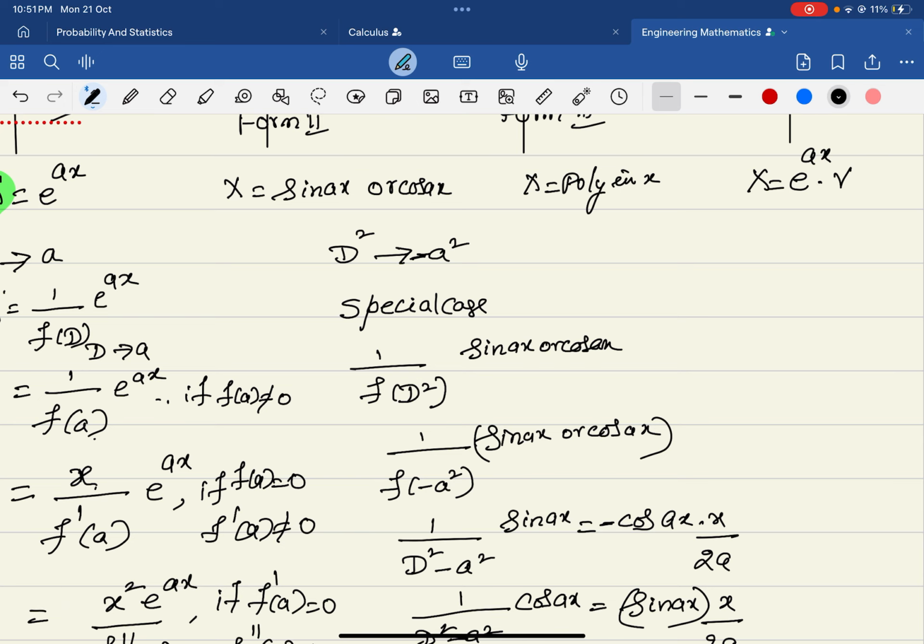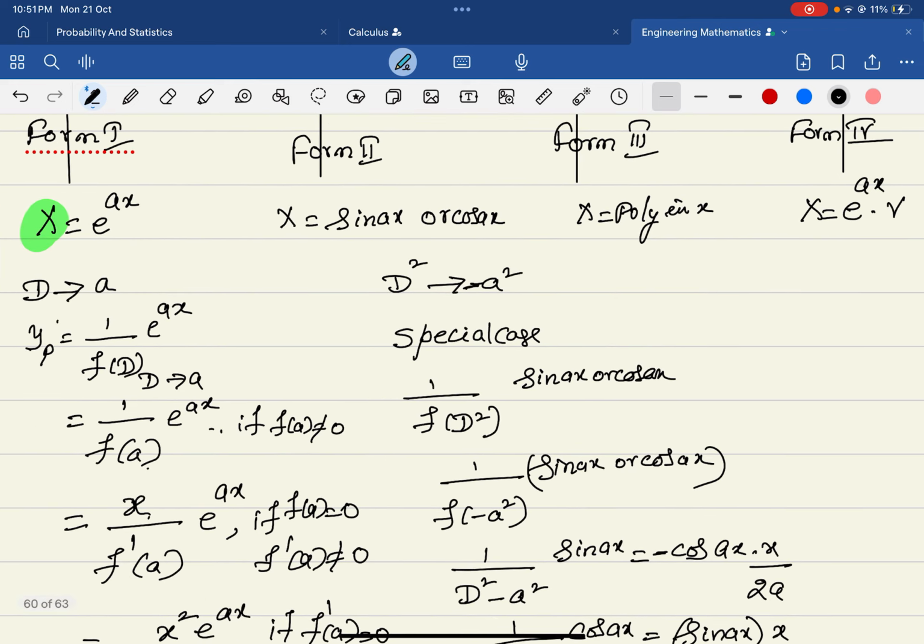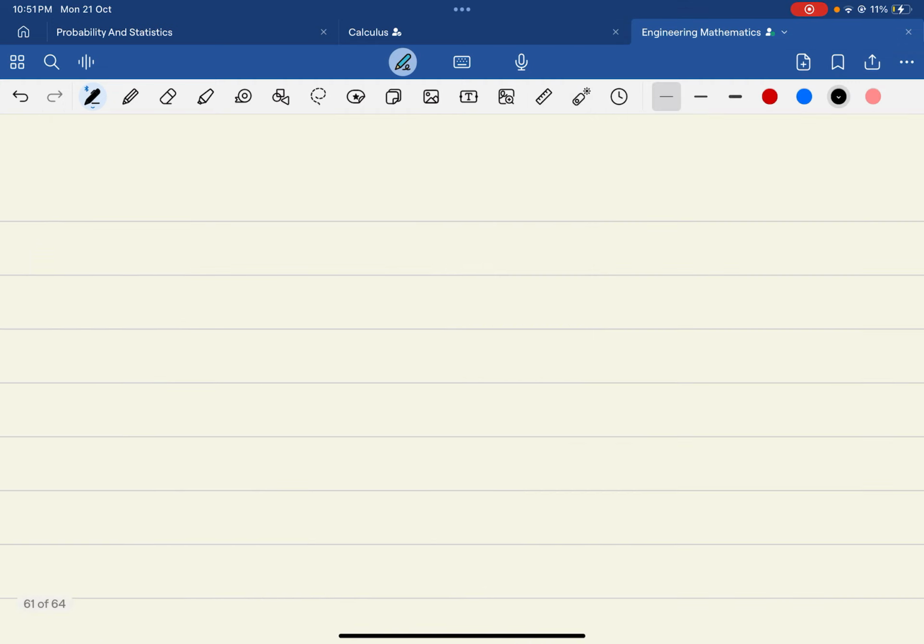And now what is the next one? It is form 3, that is x is a polynomial in x, suppose. Then what do you mean? How to solve this? By using the problem, I'll tell you, and even this I'll explain when we are doing the problems. Now let us come to form 1. In today's lecture I am going to do only the form 1 problems.